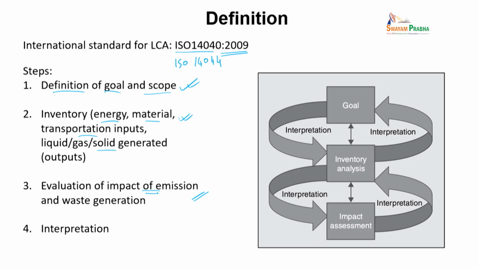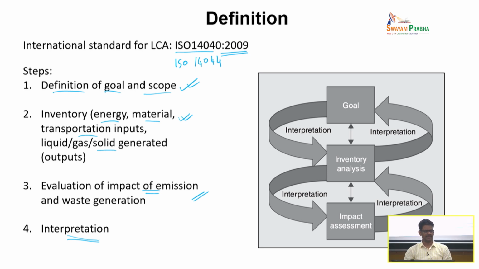The third thing is to assess what is the impact of the emissions based on this inventory information. Okay, so as I said, you basically want to ask how much CO2 is created, how much liquid waste, solid waste is created, how much air pollution, water pollution is created on a quantitative basis. And finally, we try to interpret. Okay, so these are the 4 steps that have to happen as per the standard ISO 14040.